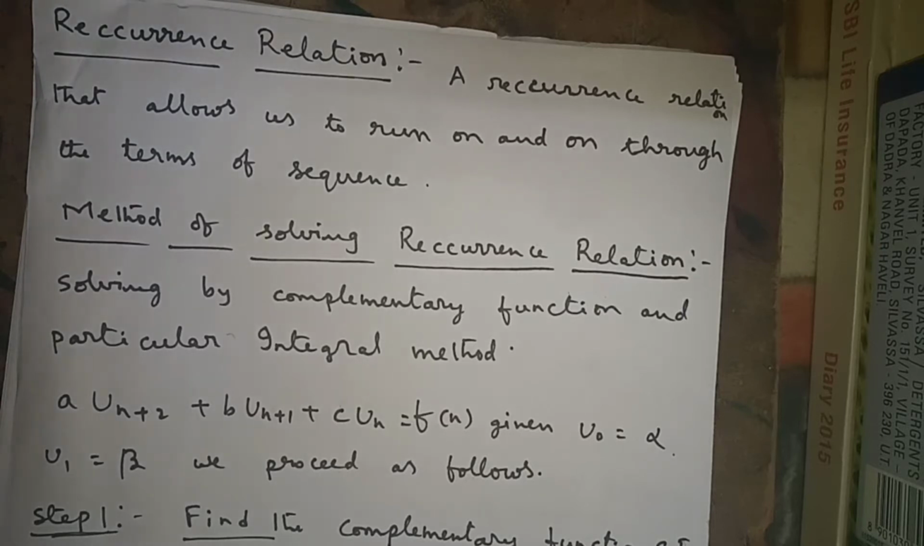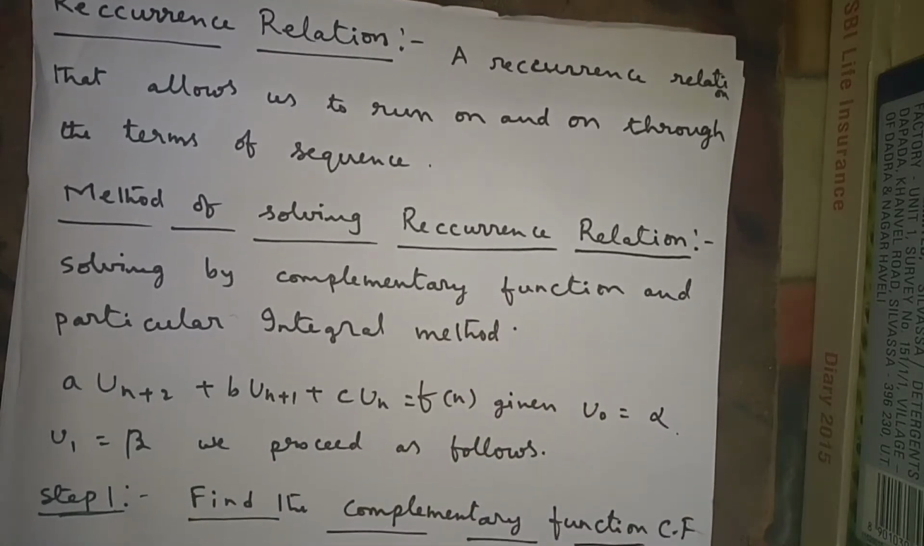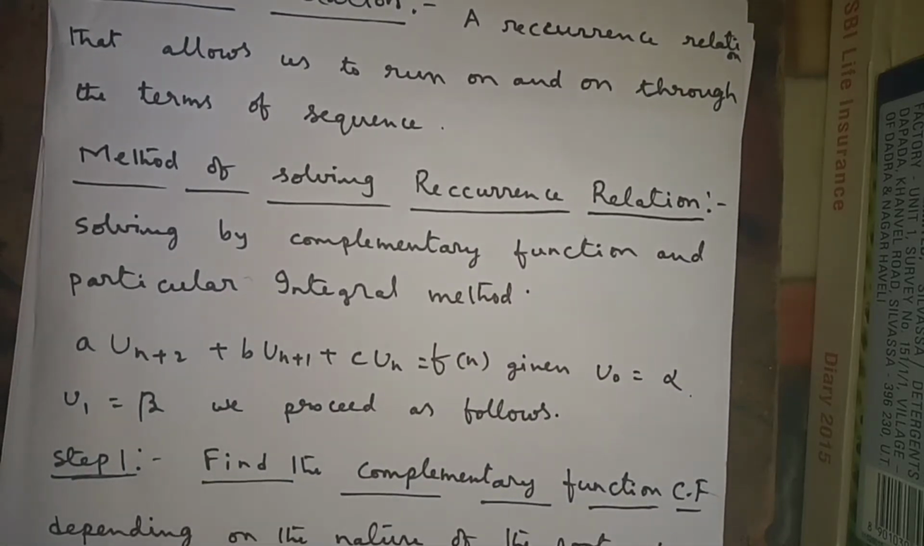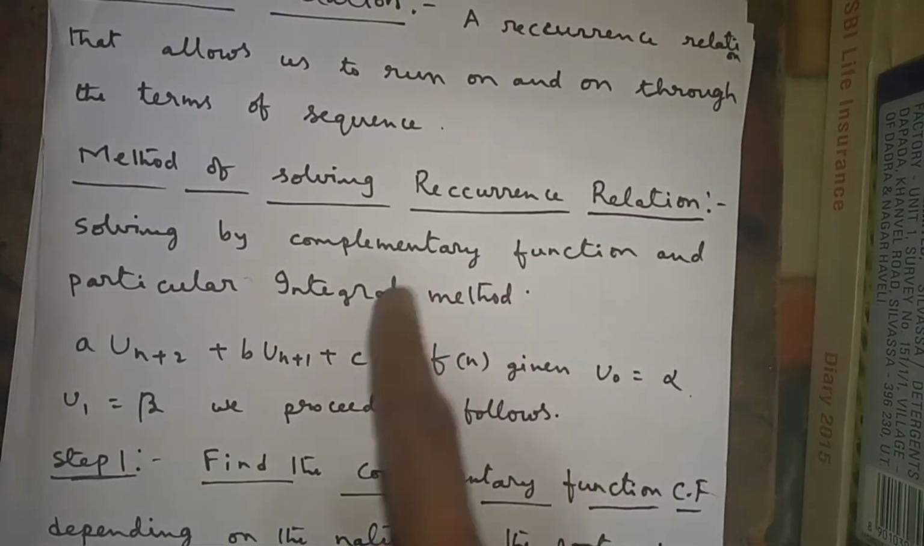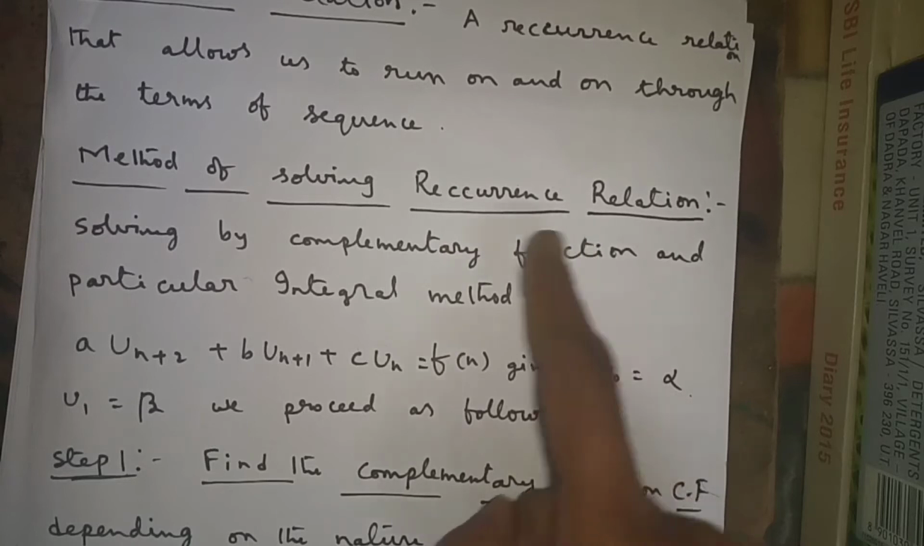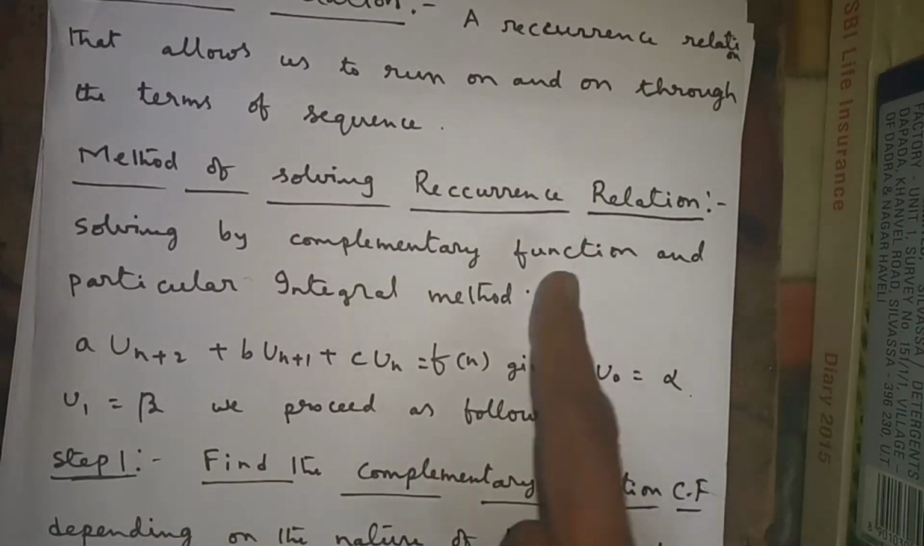To solve the recurrence relation, there are various methods. The first method I am using is the method of solving recurrence relation by complementary function and particular integral. Now in first year M2, in first order first degree differential equations, we used to solve the equation by the CF plus PI method, complementary function and particular integral method. That method I am using. Using CF by LHS, we will get CF, and by using RHS we will get the particular integral.